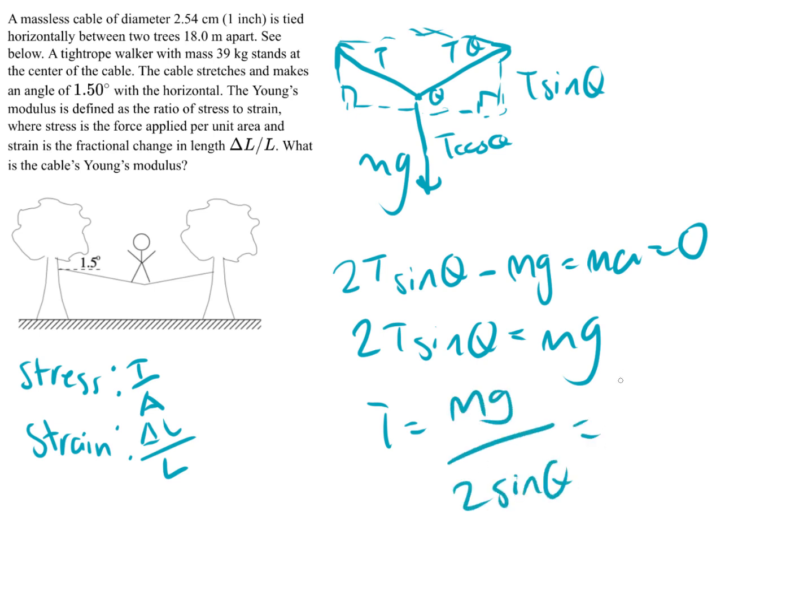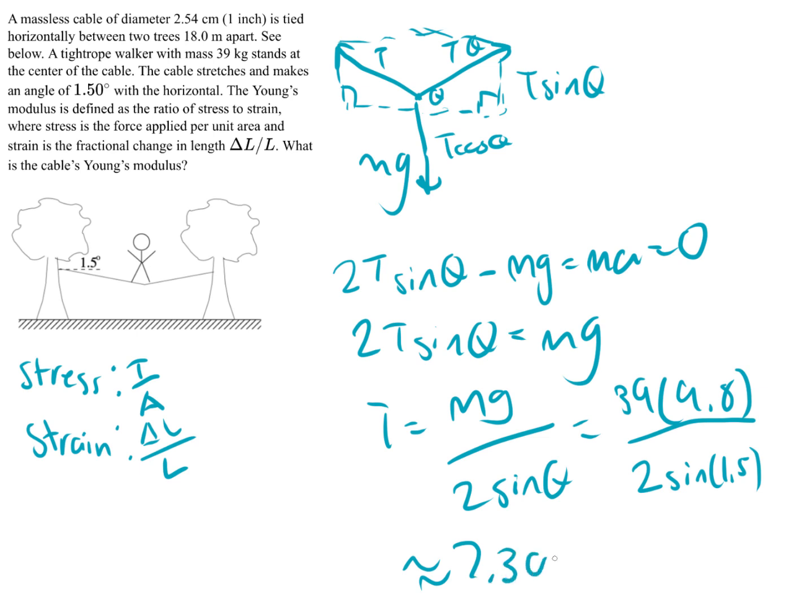And now we just need to plug everything in. The mass of 39 kilograms times 9.8 meters per second squared divided by 2 times the sine of 1.5 degrees. And if you evaluate this, tension is about 7,300 newtons in the rope. So we have figured out tension for now. 7,300 newtons. So that's tension.